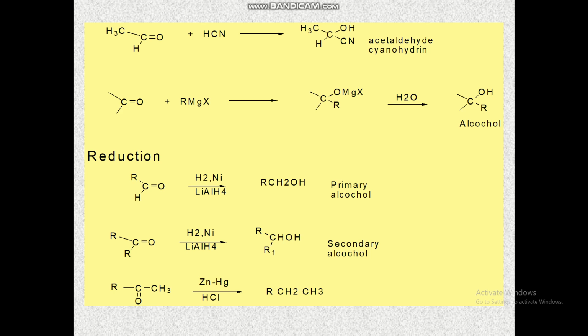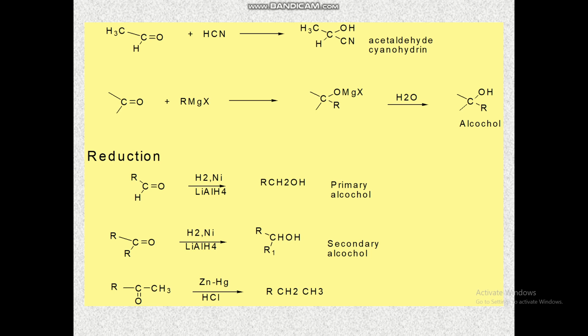Next, aldehydes and ketones on reaction with zinc amalgam and concentrated hydrochloric acid form the methylene group. That is the Clemmensen reduction. R-C double bond O-H undergoes reaction with zinc amalgam in the presence of concentrated hydrochloric acid, producing the alkane, CH2 or CH3. The carbonyl group gets reduced into a methylene group.